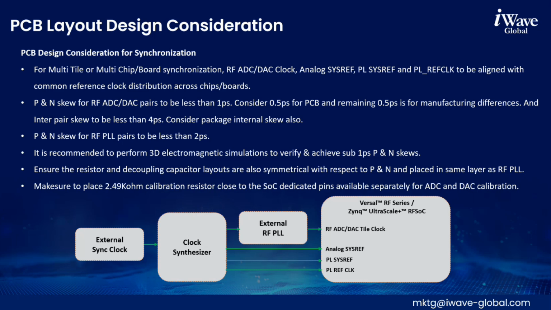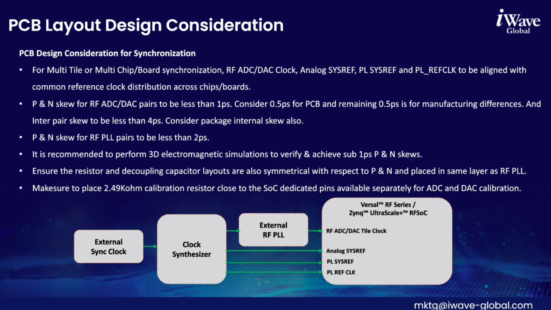When we route the signals, we have to do delay matching for all RF channels to get the synchronization. All RF ADC and DAC channels have to be delay tuned within 1 picosecond, and in that, consider 0.5 picosecond for the PCB and 0.5 picosecond for manufacturing differences. Between the inter-pairs, you consider 4 picoseconds. And the skew for the RF PLLs also has to be less than 2 picoseconds.